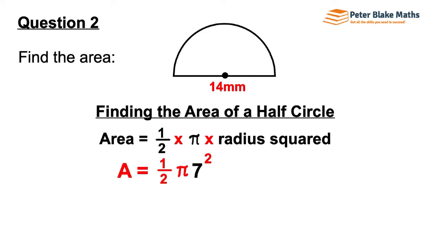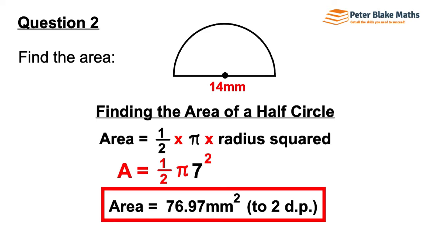which is a job for our calculator. We get a final answer of 76.97. That's rounded off to 2 decimal places. The question didn't ask for a particular rounding off, so we just indicate down there what we've done for the marker. Now, as far as the units are concerned, the original dimensions, the length of the diameter there, was quoted in millimeters. Because it's an area, our answer needs to be in square millimeters in this case.